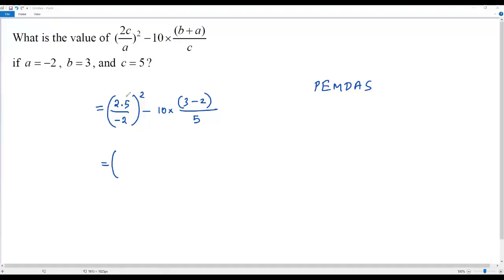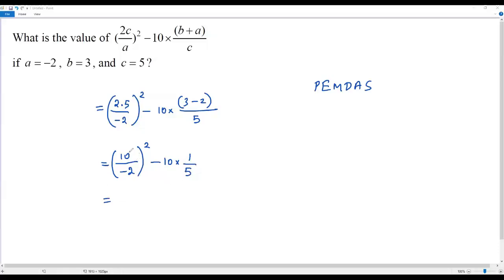So when I want to evaluate the expression inside the first parenthesis, first I have to consider the numerator. So this numerator is separate from the denominator. So here in numerator we have 2 times 5. 2 times 5 is 10 over negative 2, whole square, negative 10 times. And here inside the parenthesis we have 3 negative 2. So when I evaluate the 3 negative 2, it's just 1. So I get 1 over 5 here.